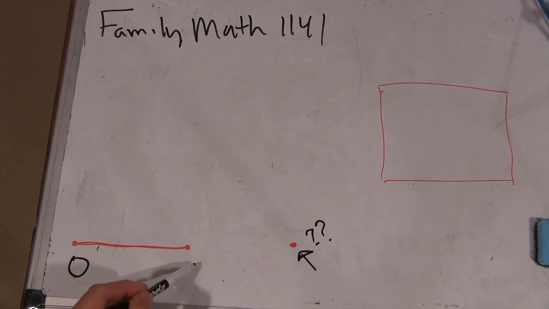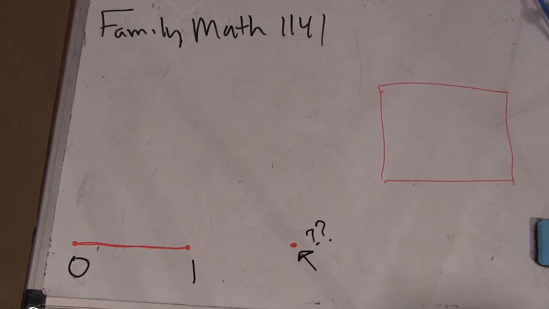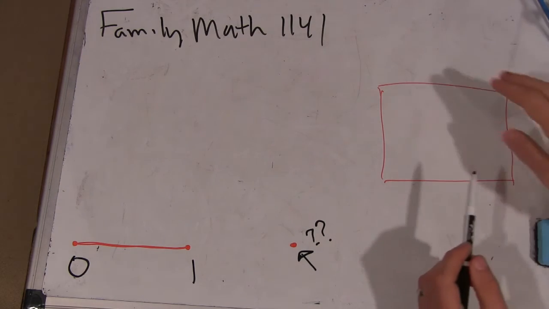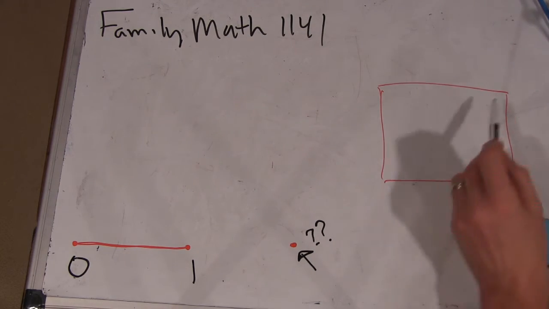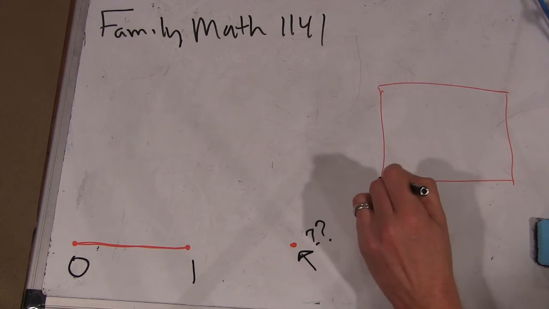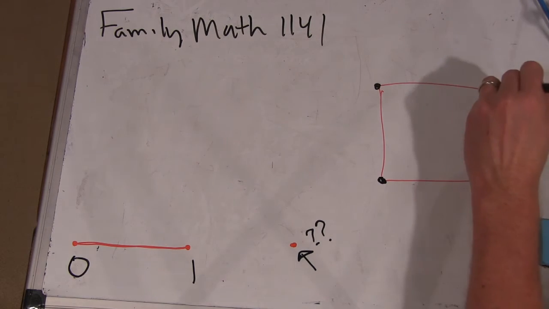What would you call this? 1. So you can use those labels. Is that your sort of one-dimensional coordinates? All right, and then let's label this square here as a cube in 2 dimensions. How would I label the corners?